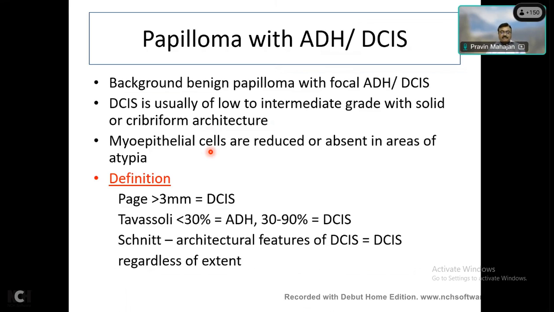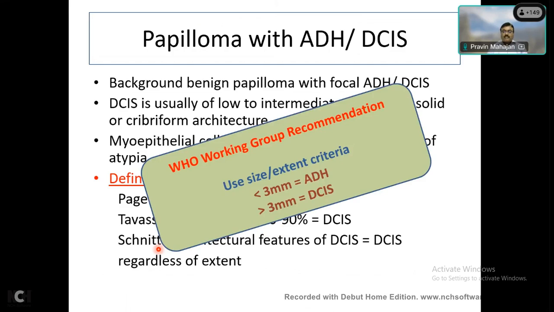Page et al. did some study and they said that if the area of atypia is more than 3 millimeter, then we will call it DCIS. If anything less than 3 millimeter, you should call it ADH. Tavassoli et al. came up with the idea that if the area of atypia is less than 30%, then you call it ADH. If it is anything between 30 to 90%, then you call it DCIS. Whereas Ní Neill et al. said that if the architecture is like DCIS, then regardless of extent, you just call it DCIS. What does WHO do?